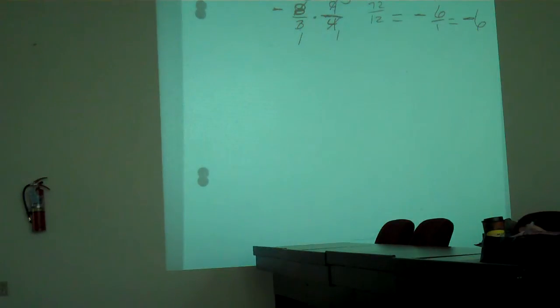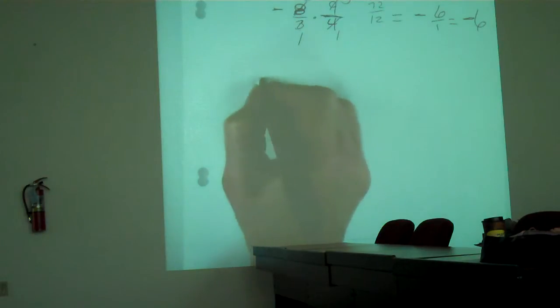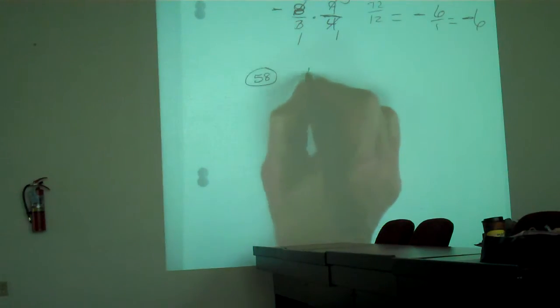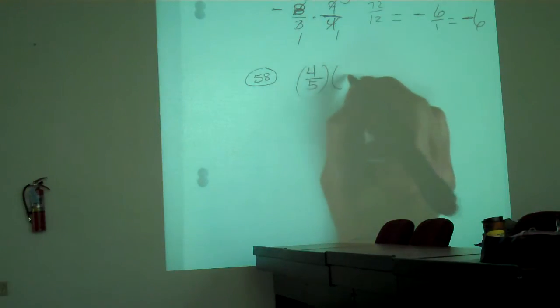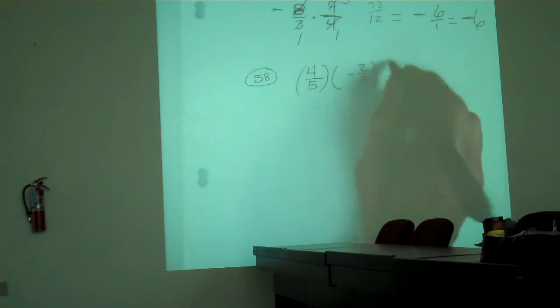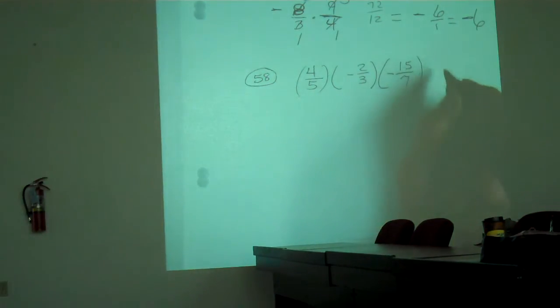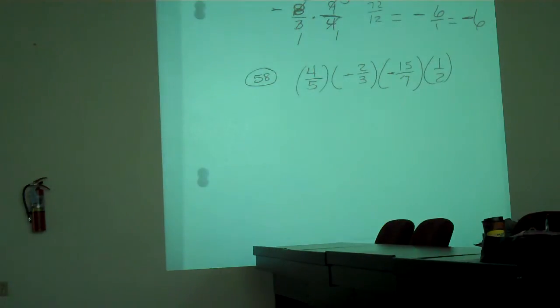Okay, let's do one that has a string of them. You aren't going to have to do very many. You're going to have to do maybe 3 at a time. I'm going to go ahead and do one that has 4 of them though. Like number 58 has 4/5 times negative 2/3 times negative 15 over 7 times 1/12. What's the sign of your answer?